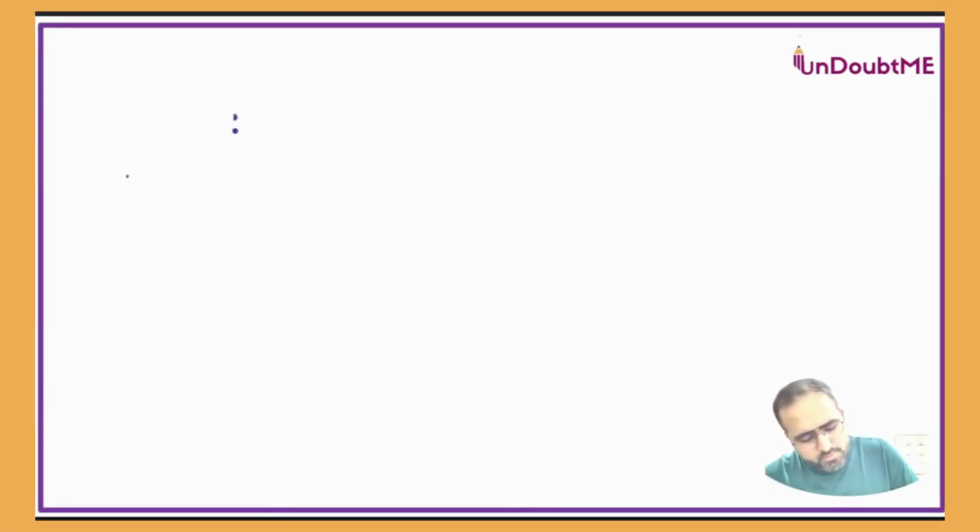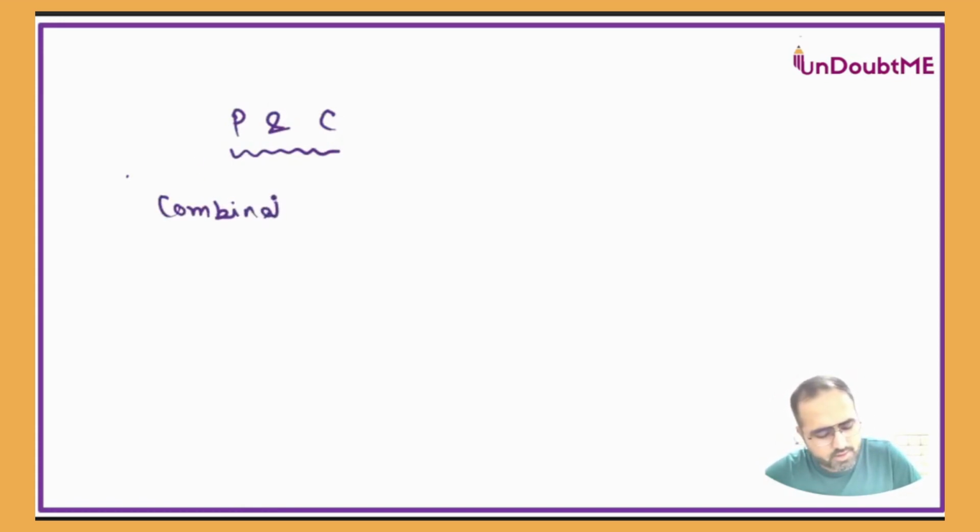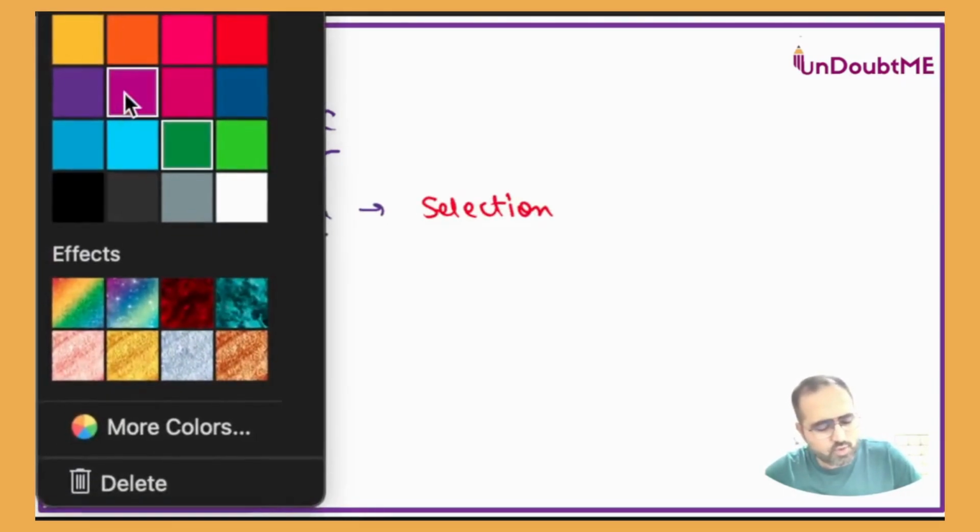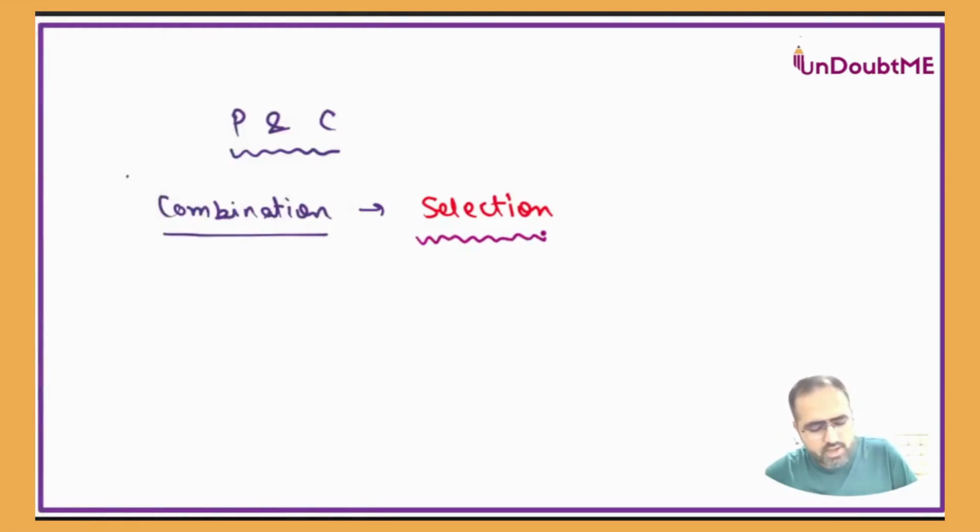When we say permutation and combination, normally we write it like this, but first comes combination. In simple words, we can call combination as selection. Let's say you go to some supermarket and you have to buy something, say chocolates.